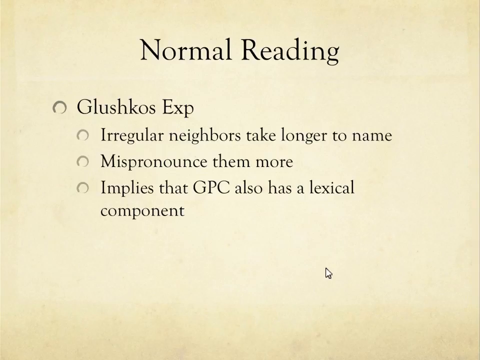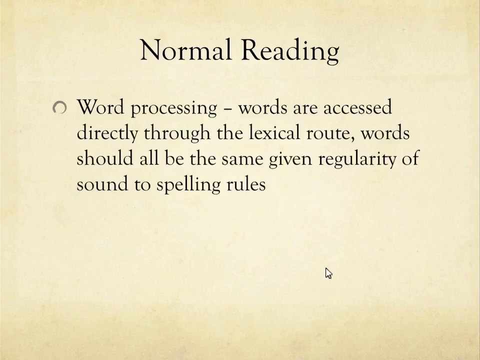So we were talking about Glushko's experiment and looking at the neighbor effect on pronunciation, and it really implies that there's a connection between the lexical and the phonological routes. If we think about word processing and words that are accessed directly through the lexical route, so if we could ignore the sound and spelling side for a second, those words accessed on the lexical side should be accessed all at the same rate, given the regularity of sound and spelling rules, mostly because in theory these two sides are not connected, and so they should be accessed all the same, although it should be slower than the GPC side.